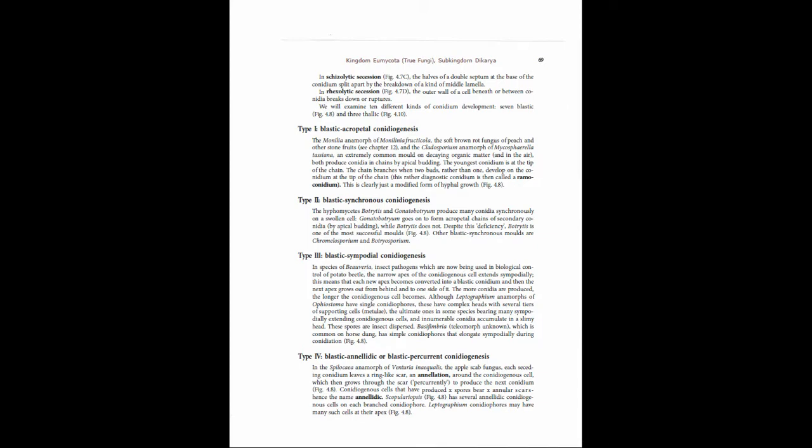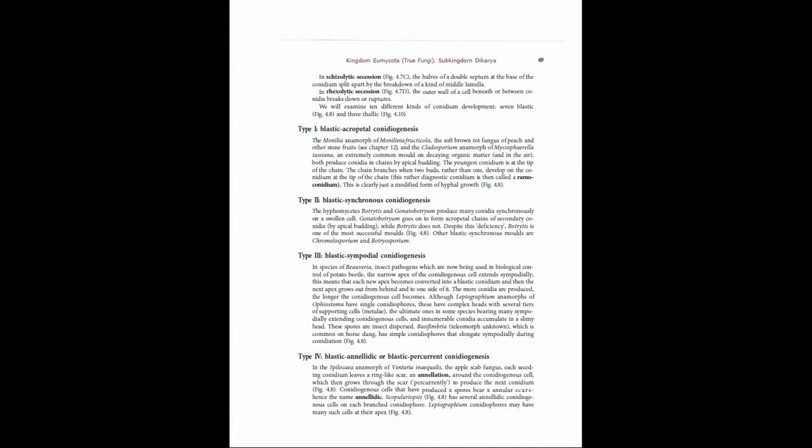Type 4, blastic annellidic or blastic percurrent conidiogenesis. In the Spilocaea anamorph of Venturia inaequalis, the apple scab fungus, each seceding conidium leaves a ring-like scar, an annellation, around the conidiogenous cell, which then grows through the scar, percurrently, to produce the next conidium, Fig 4.8. Conidiogenous cells that have produced X spores bear X annular scars, hence the name annellidic.